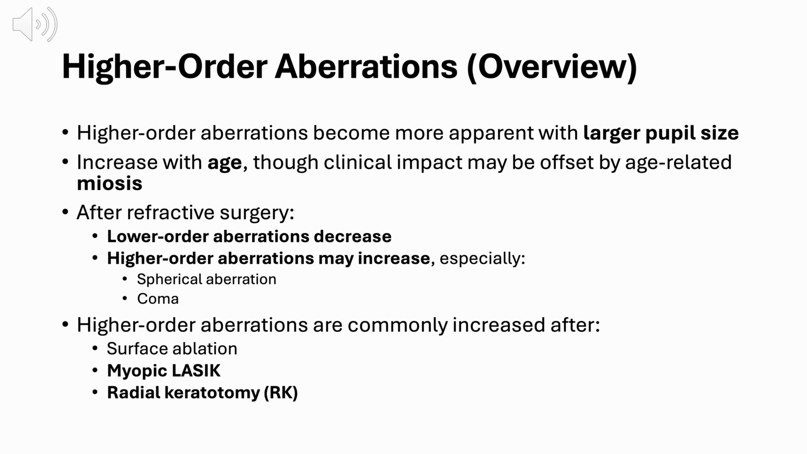After refractive surgery, there's an important trade-off to understand. Lower-order aberrations, like sphere and cylinder, usually decrease as intended. At the same time, higher-order aberrations can increase, particularly spherical aberration and coma, depending on the procedure and ablation profile. These increases are most commonly seen after surface ablation, myopic LASIK, and radial keratotomy. This explains why some patients may achieve excellent visual acuity on the chart, but still report glare, halos, or reduced quality of vision, especially at night. Understanding this balance is key when counseling patients and choosing surgical techniques.